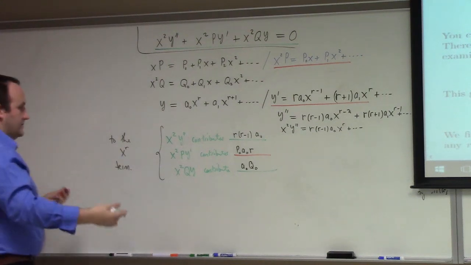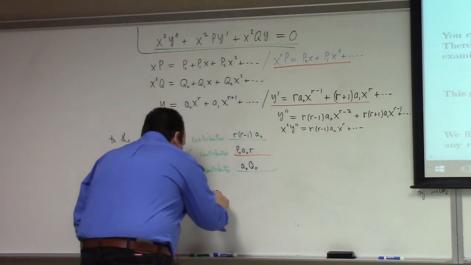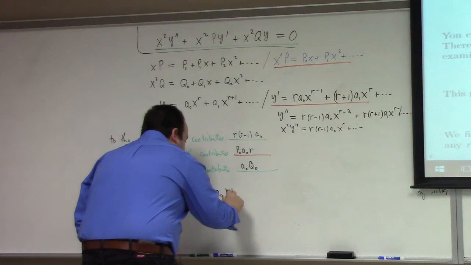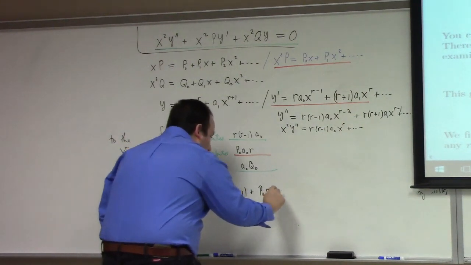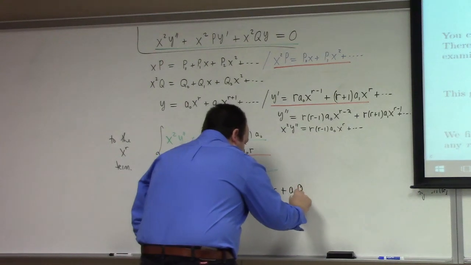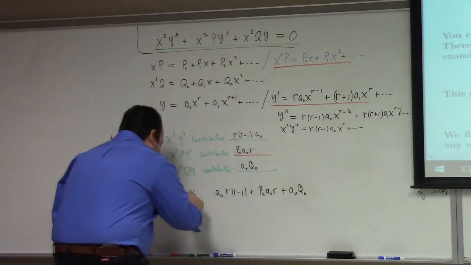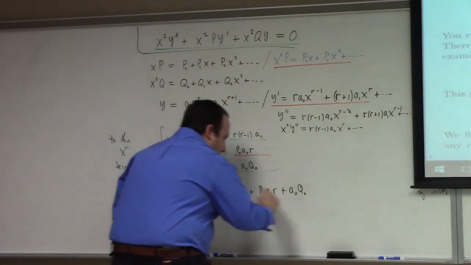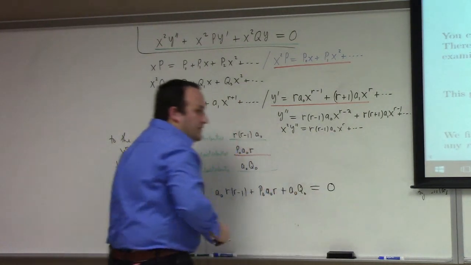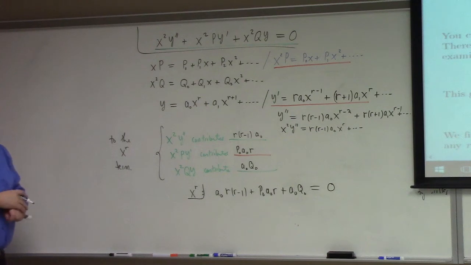So in total, we have the following. We have a sub 0, r times r minus 1, plus p0 a0 r, plus a0 q0. This is all from the x to the power r coefficient. This is the lowest term in the Frobenius solution. This must be 0 to have the Frobenius solution work.